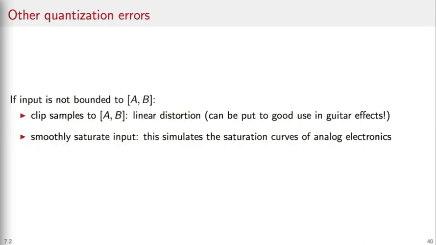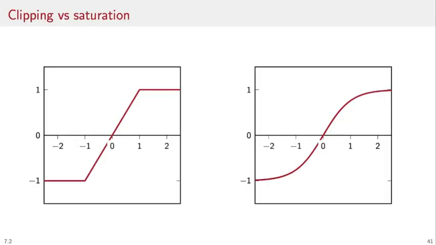Alternatively, we can use a saturation curve to smoothly map the input onto the desired range. This is closer to the saturation characteristic of old electronic components such as tubes that are praised by audiophiles for their lack of audible distortion. We can plot the clipping and saturation curves by taking, for instance, the interval [-1, 1], and we can see that the clipping curve would map values outside of the range to the edge of the range, whereas the saturation curve is linear around zero and then tapers off asymptotically.